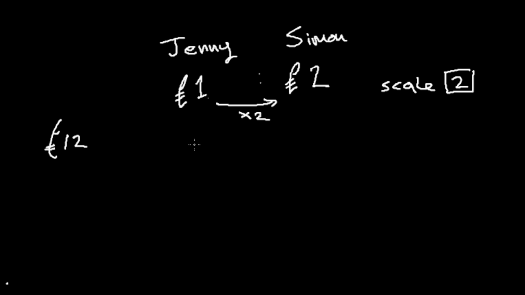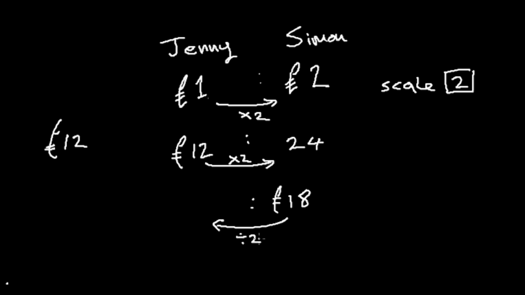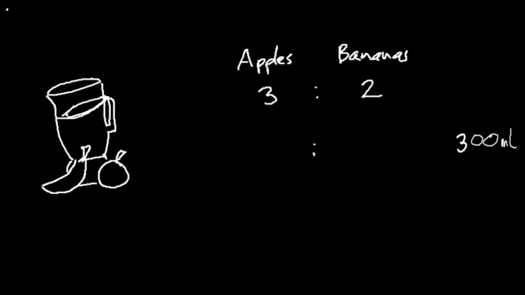So for example, if Jenny got £12, to find out how much Simon would have got from that same deal, you would times by 2. And I know in your head you're thinking, why are we doing this? Because you can double. But in a minute I'll show you a slightly trickier problem. And then let's say that Simon got £18. You're going to use your same scale number, and the opposite of times is divide, so you're going to divide by 2. I know this seems quite simple, but I am going to show you why this is so useful with some slightly more tricky questions.